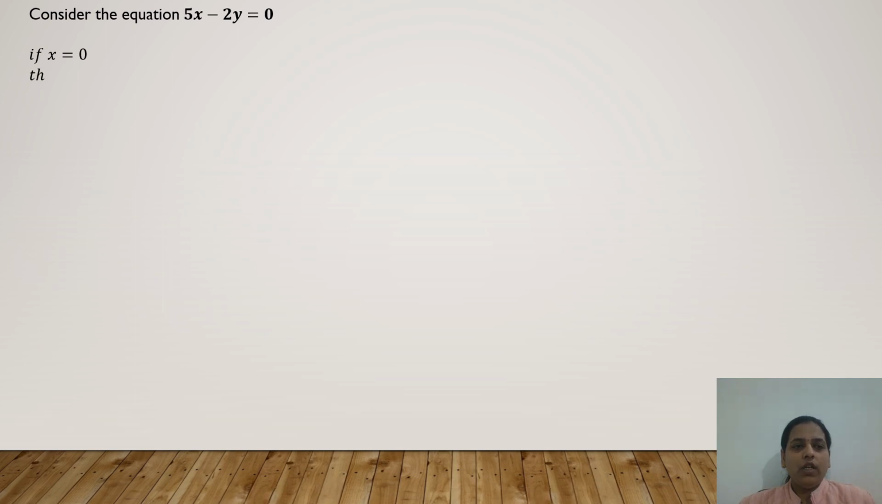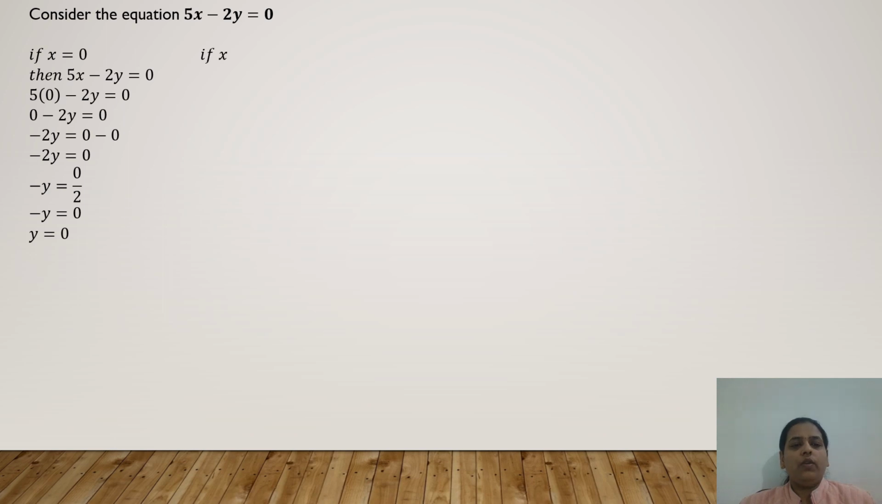If x is equal to 0, then put the value of x in the given equation, that is 5 into 0 minus 2y is equal to 0. Then 5 into 0 is 0, so minus 2y is equal to 0 minus 0, which is 0. Then minus y is equal to 0 upon 2, that is y is equal to 0.